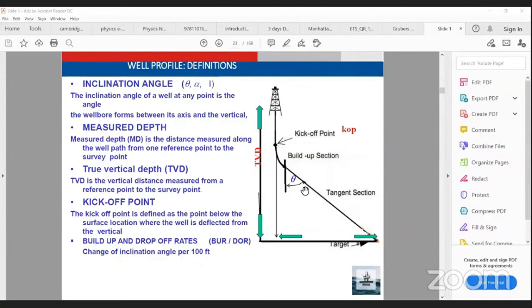There are three options for a directional well profile. Building is increasing the angle. Holding is keeping the angle constant. The third is dropping, which is decreasing the angle from the maximum angle back toward vertical, reaching 0. It depends on the well plan and well profile.